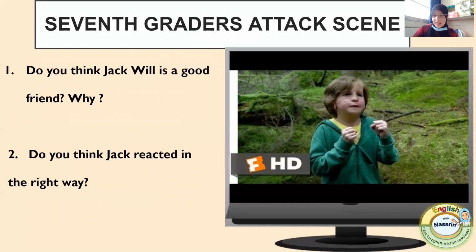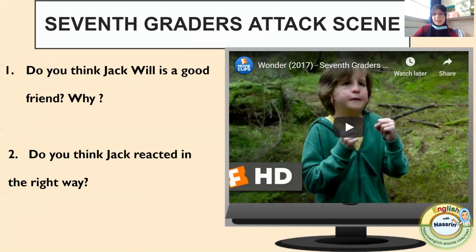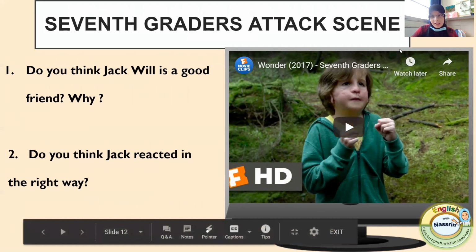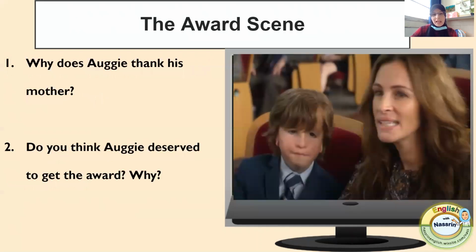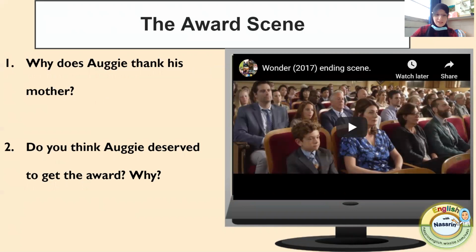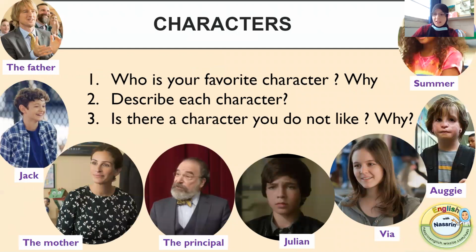And then you have the 7th graders attack scene where, again, Augie is attacked by students who are older than him, and what he does to defend himself, and how other friends defend and stand with him during this very difficult time. And again, we talk about the theme of friends and friendship and how Augie has changed people around him. And then you have the award scene where the principal gives a speech, and we talk about if Augie deserved this reward. And again, we go back and review all the things that we have talked about throughout the lesson.